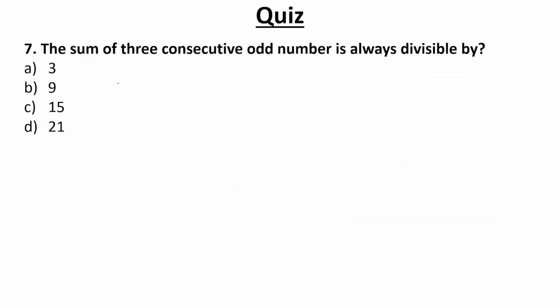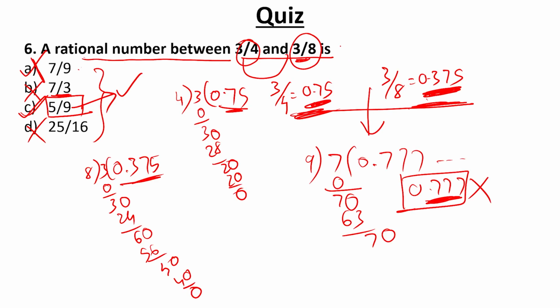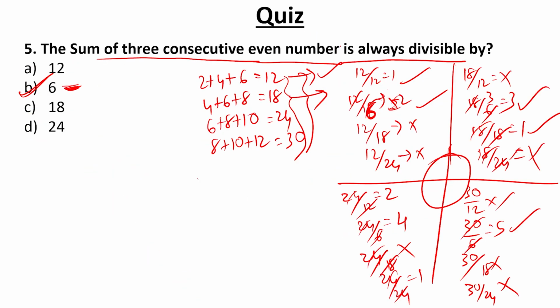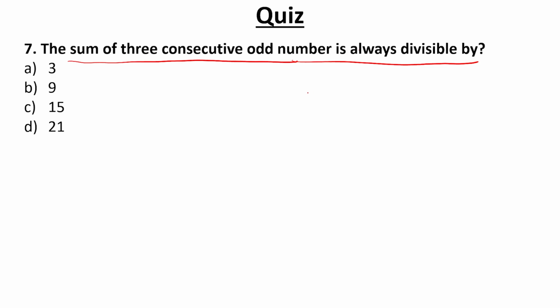Moving on to the next slide. Next question: the sum of 3 consecutive odd numbers is always divisible by. It is just the same as before, like the sum of 3 consecutive natural numbers, I guess. Just let's have a sum of 3 consecutive even numbers, right? Now it is nothing but odd numbers.